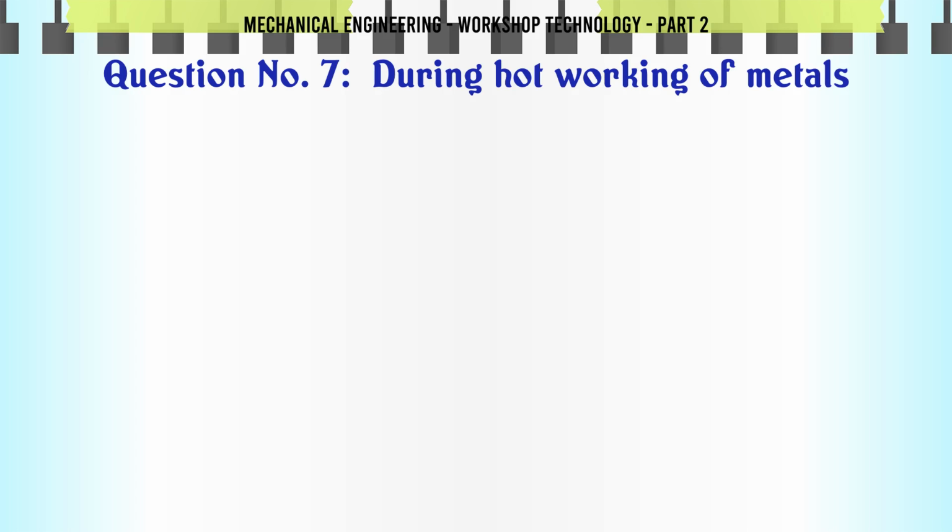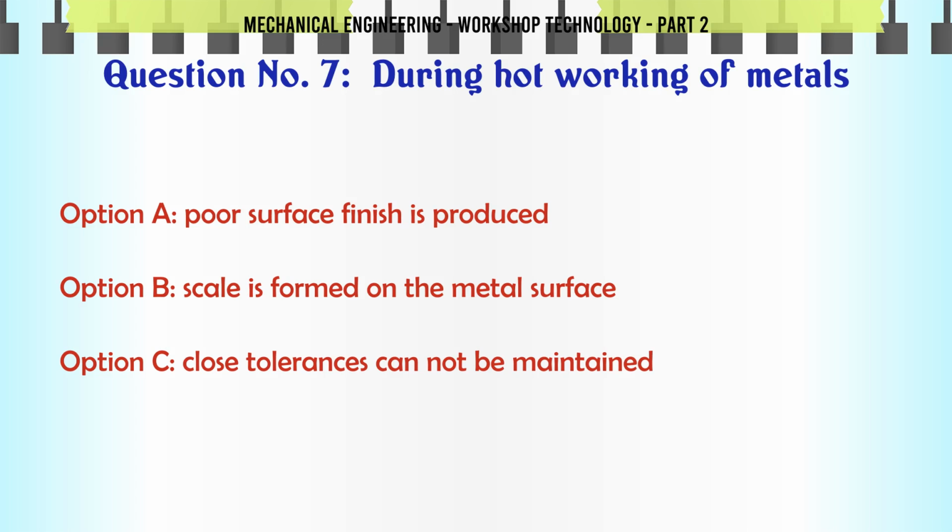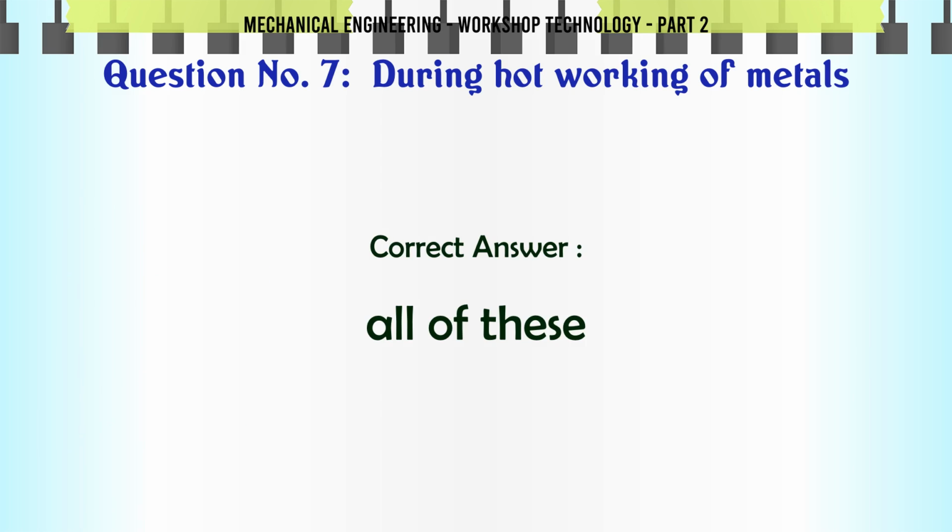During hot working of metals, A. Poor surface finish is produced, B. Scale is formed on the metal surface, C. Close tolerances cannot be maintained, D. All of these. The correct answer is all of these.